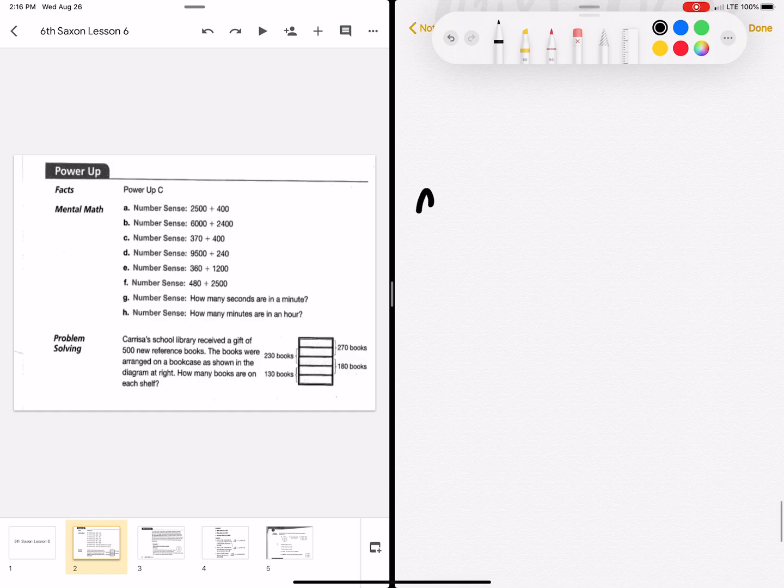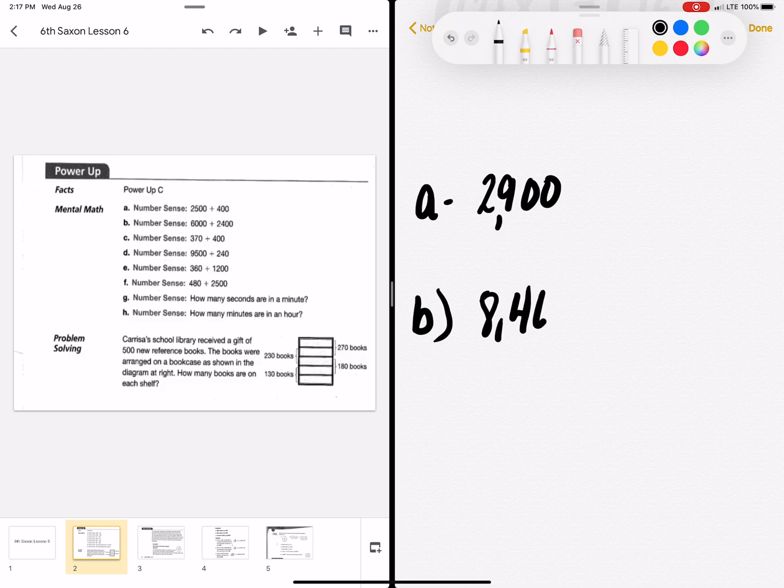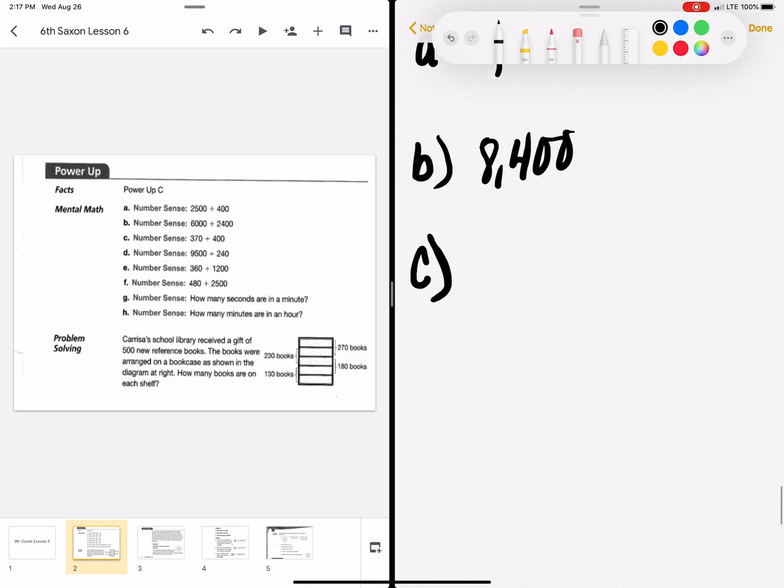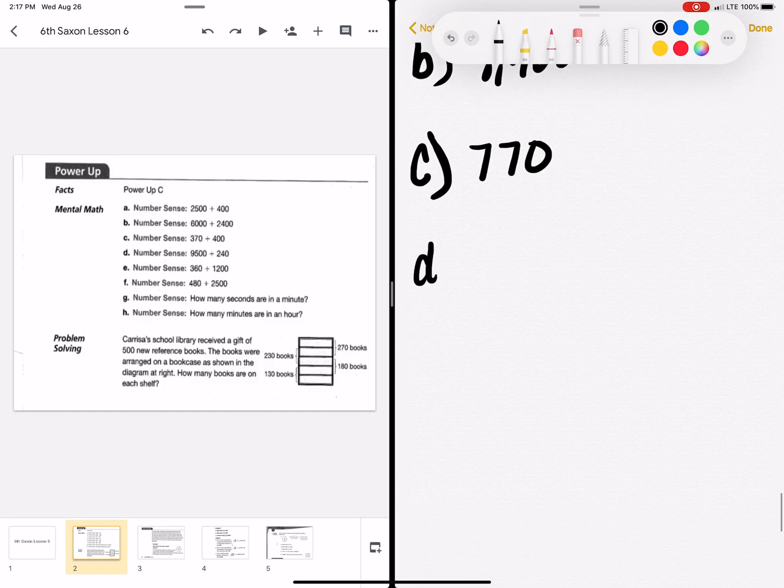All right, A, 2,500 plus 400, only the hundreds place changes, and we have 2,900. B, 6,000 plus 2,400 would be 8,400. C, 370 plus 400 is 770. D, 9,500 plus 250 is equal to 9,750.